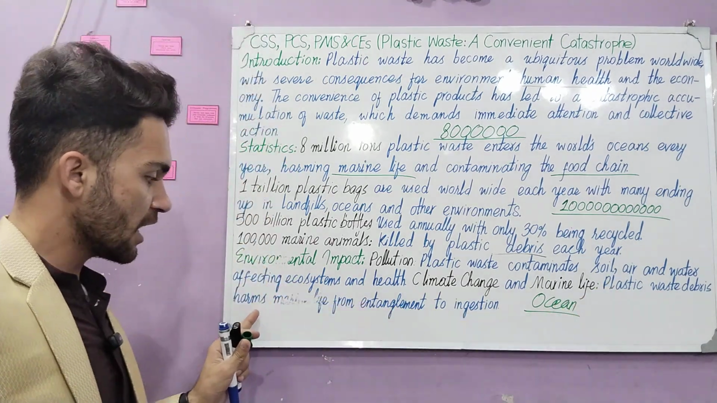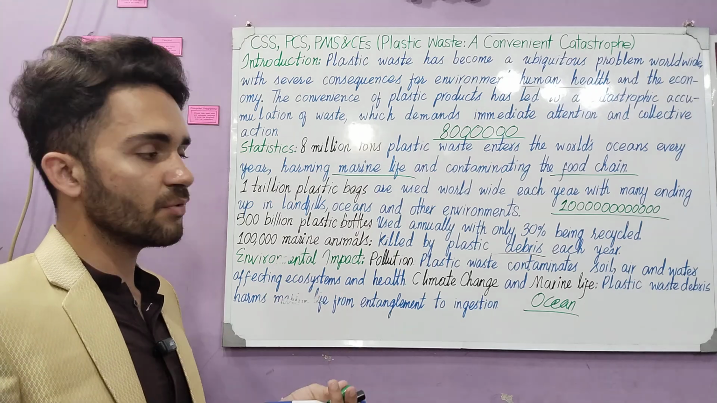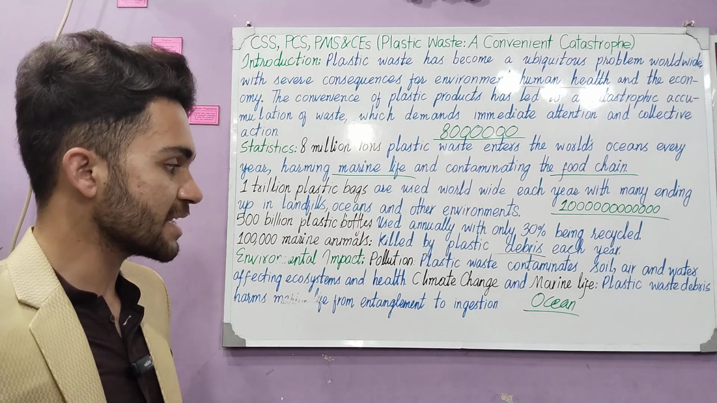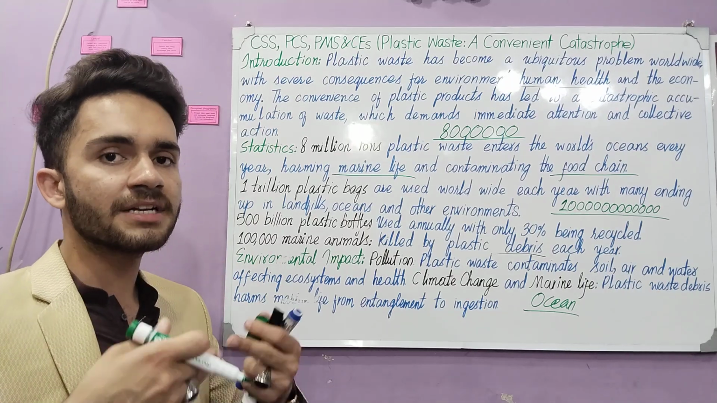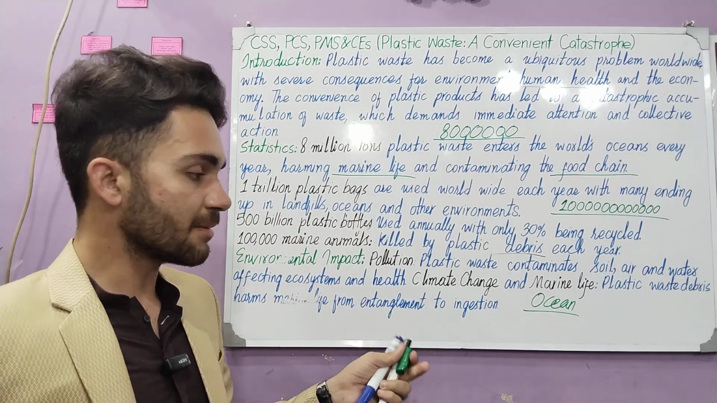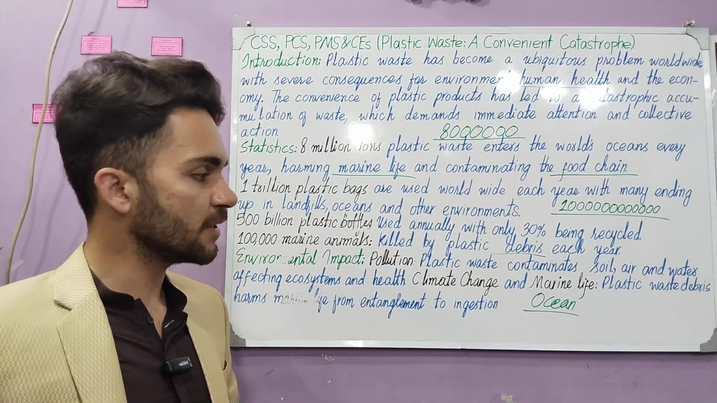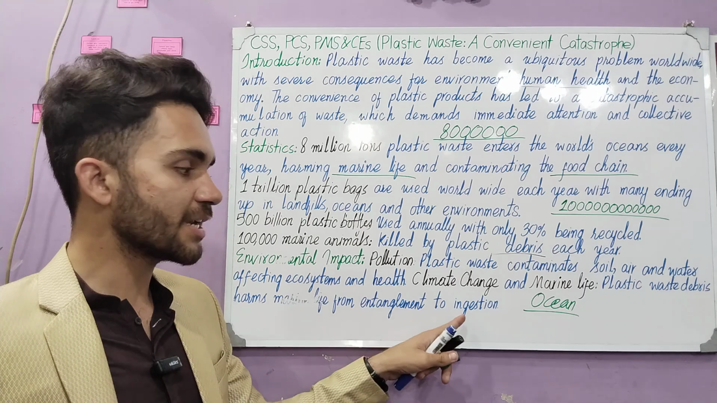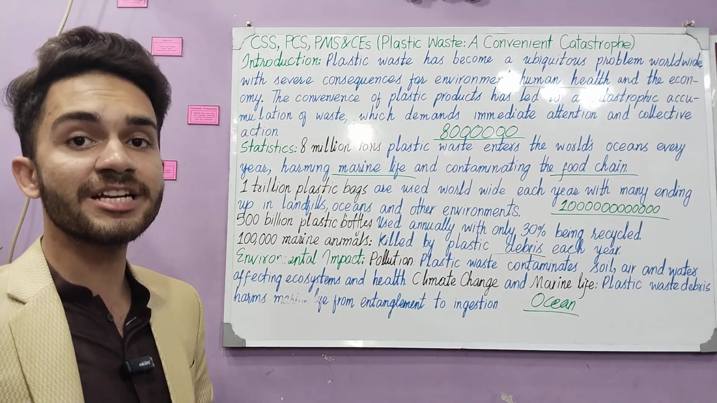Plastic waste debris harms marine life from entanglement to ingestion. In different ways, this plastic waste contaminates the environment. Sometimes they get entangled in it, they eat it, and it gets stuck to them. And ingestion: sometimes they take it inside, and their digestive system cannot digest it, and thus they die. So this was plastic waste, a convenient catastrophe.